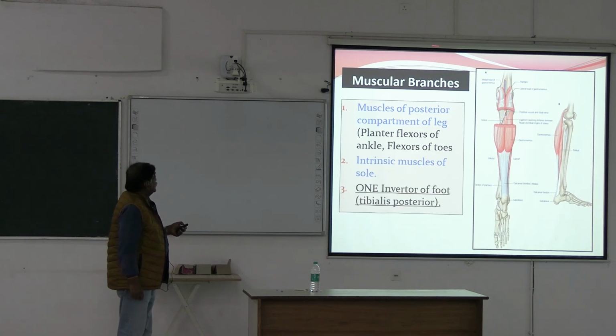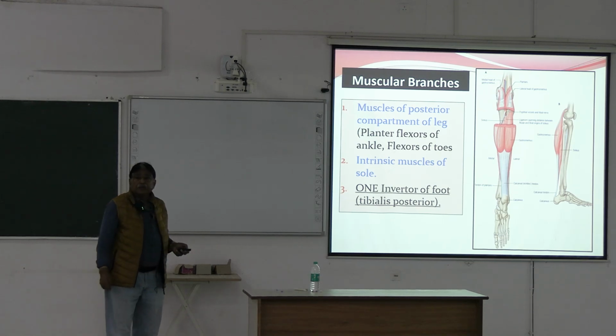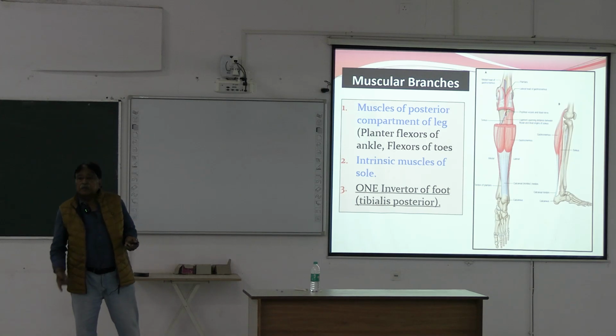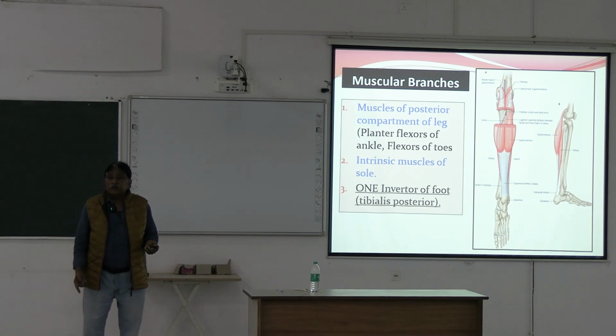Now the muscular branches, muscles of the posterior compartment of the leg: plantar flexors of the ankle, flexors of the toes, intrinsic muscles of the sole. One, inverter of foot, tibialis posterior. Tibialis posterior is the inverter of the foot. You will be seeing the tibialis posterior in the posterior compartment, an inverter like this, inverts.